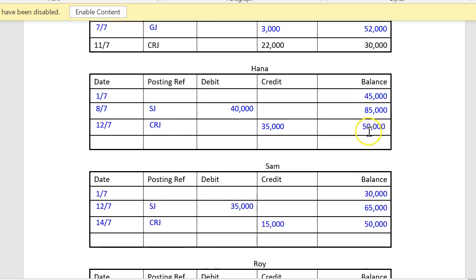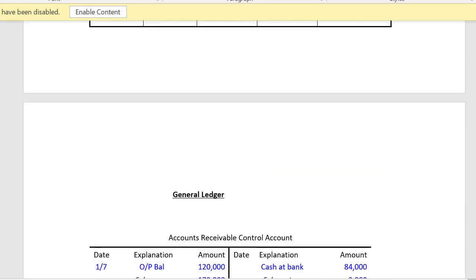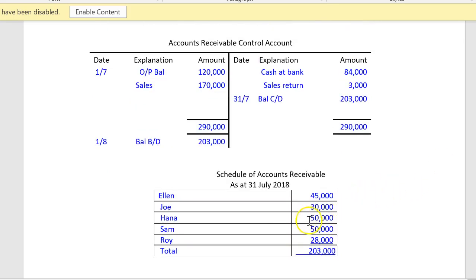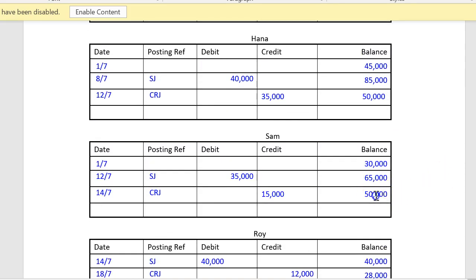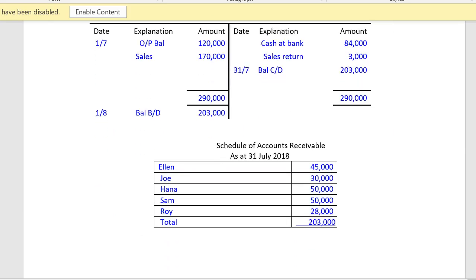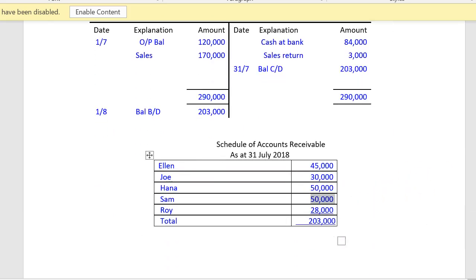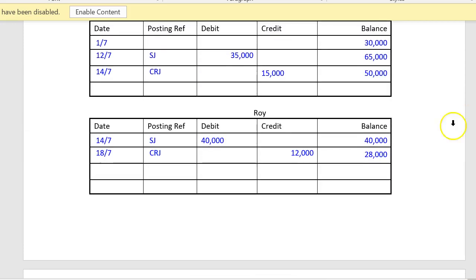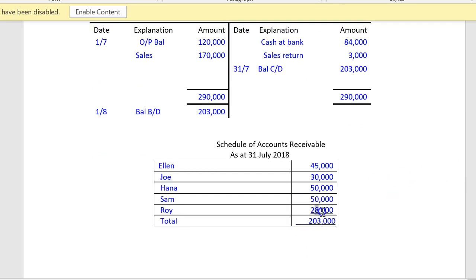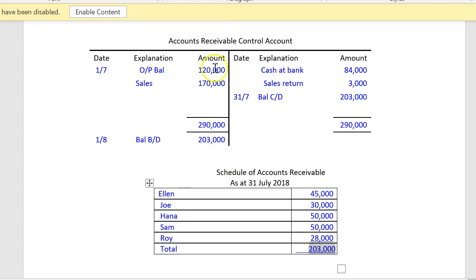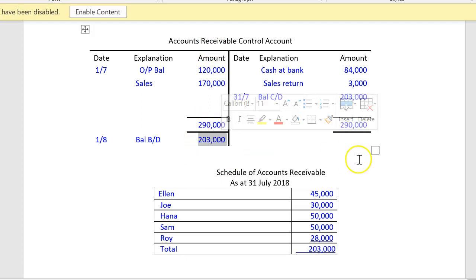And Hannah, which is 50,000. You write 50,000. Sam's closing balance is again 50,000. You write 50,000. And Roy's closing balance is 28. You write 28. As you can see, the sum of accounts receivable subsidiary ledger balances gives you 203,000, which equals the accounts receivable control account closing balance.